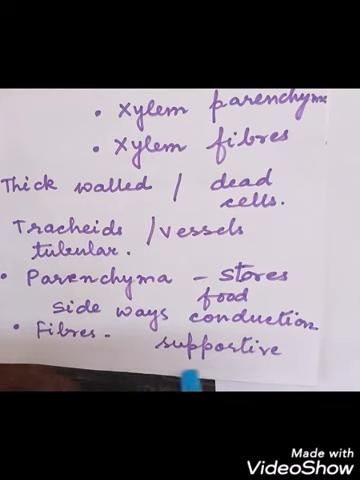And the xylem fibers help in supporting the tissues. Other tissues are supported by the xylem fibers. So the tissues of the xylem are how many types of cells? Xylem fibers, xylem parenchyma, tracheids and vessels. So mostly all the cells are dead and thick walled. What about xylem parenchyma? They will store food and also help in sideways conduction of the water and minerals. And xylem fibers give what? Support.